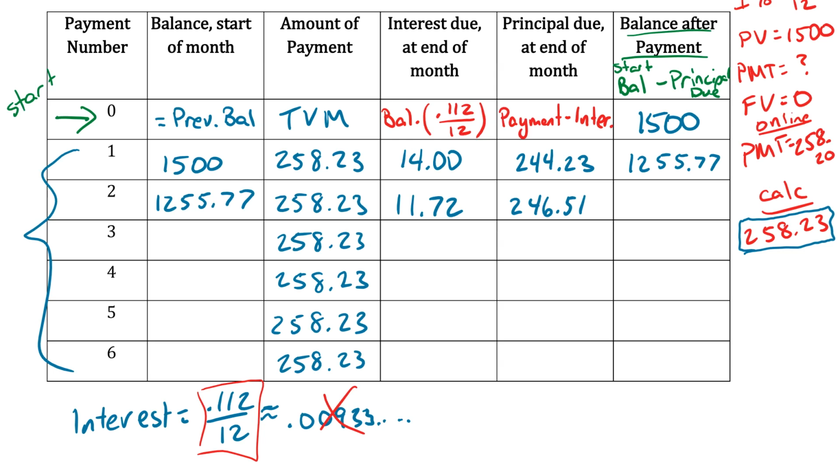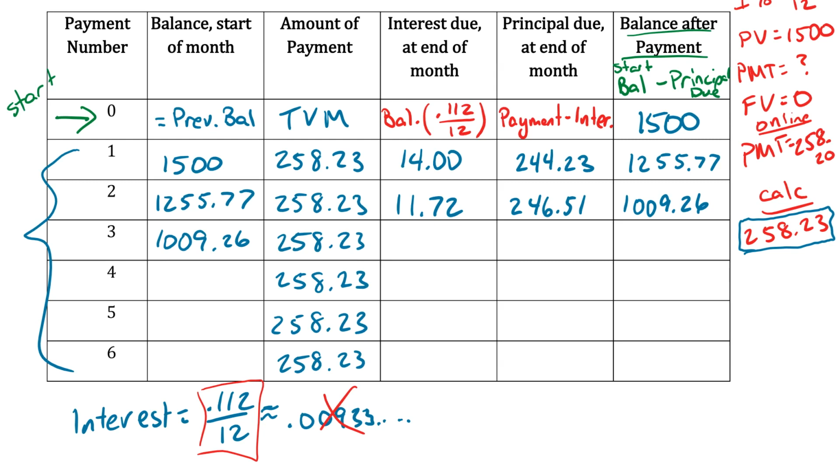All right, and then to get our balance after the payment, we're going to take our balance and subtract that principal due that we just found. So when we subtract those two numbers, we end up with $1,009.26. Then we do it again. So balance at the start is the same as the balance at the end, so $1,009.26.